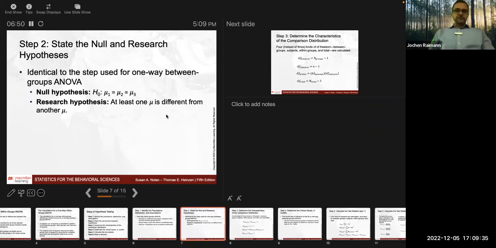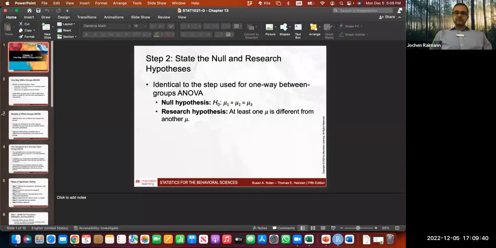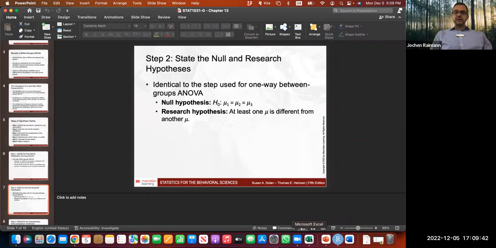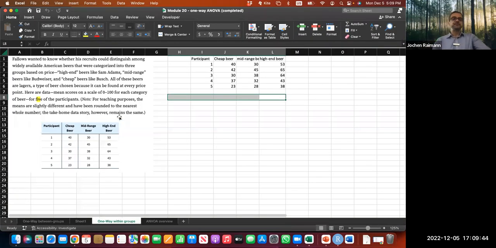So the example now, and this is referring now to the spreadsheet that is posted. So we have now on the spreadsheet one way within groups and over. We have now the estimates of the quality of 3 different beers. So there's a cheap beer, there's a mid-range beer, and there's a high-end beer.